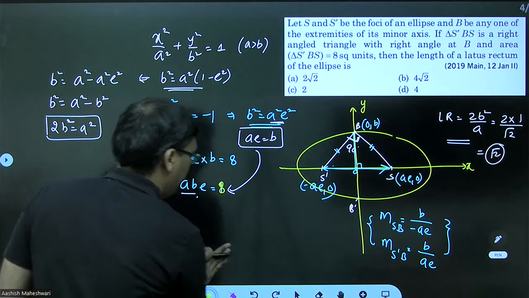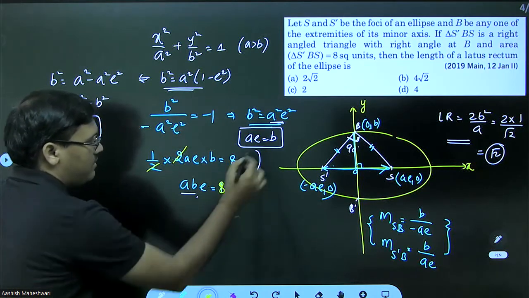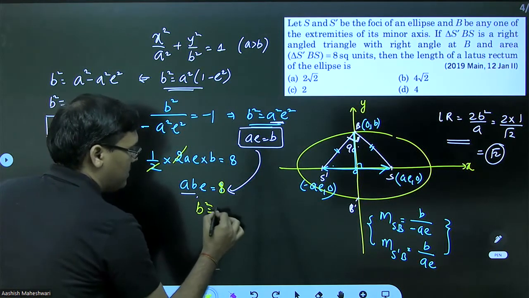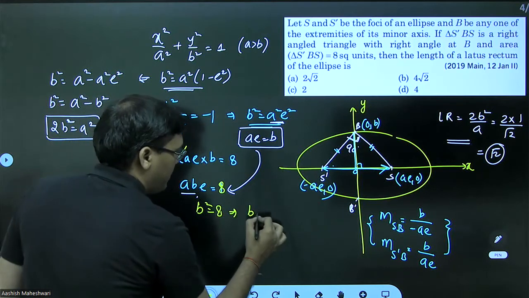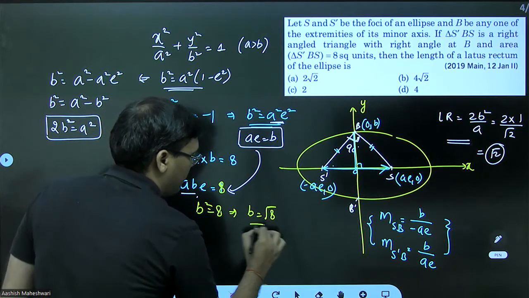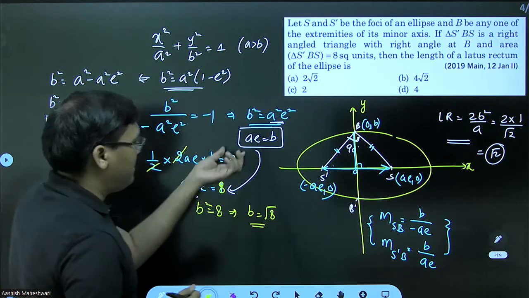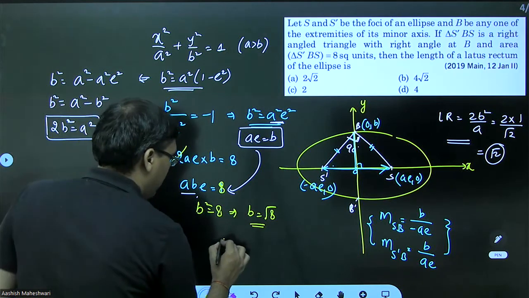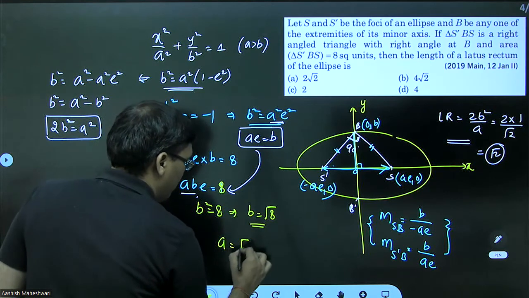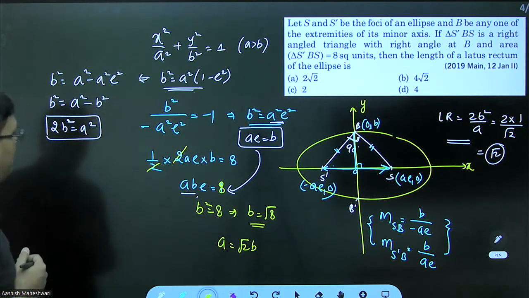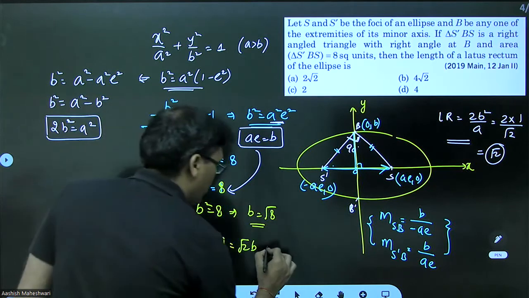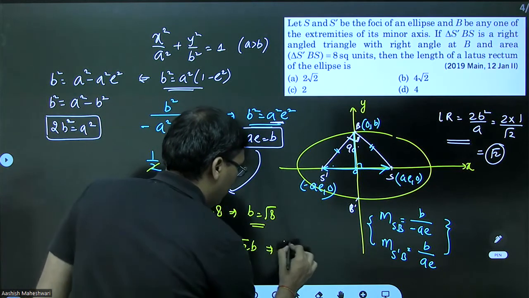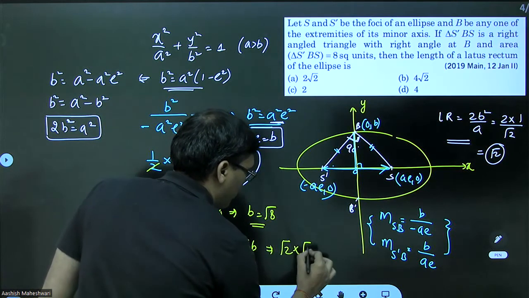AB is equal to 8. So if I put B into this, B square is equal to 8, that is B is equal to root 8. So just check the calculation, right? So this is B. If I put here, A is equal to root 2B, right? A is equal to root 2B. So what is the value of A? This is equal to root 2 into root 8.